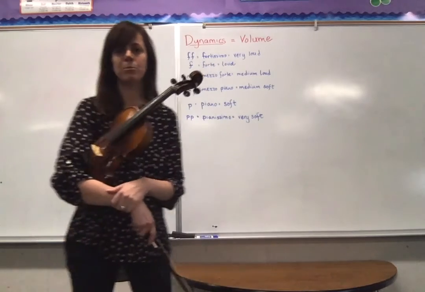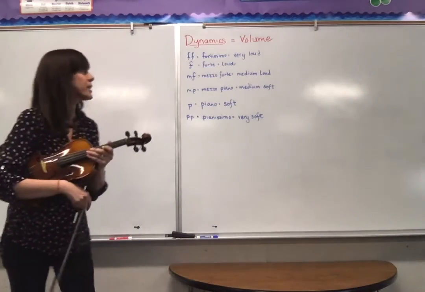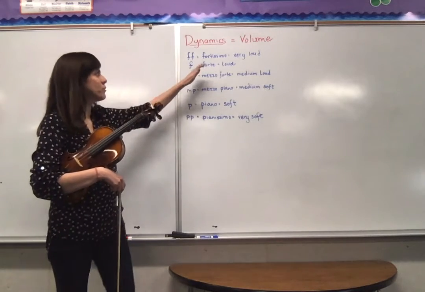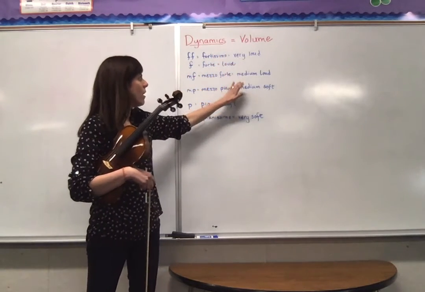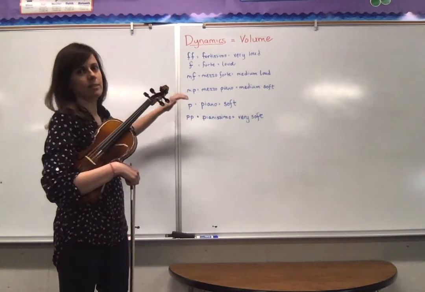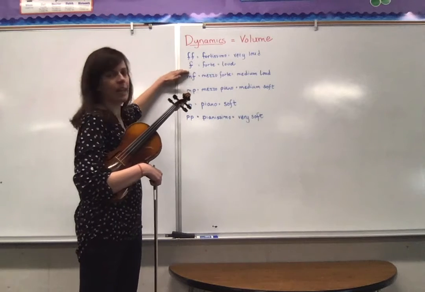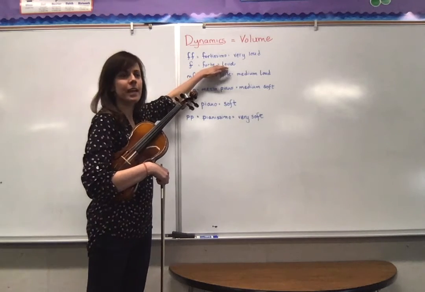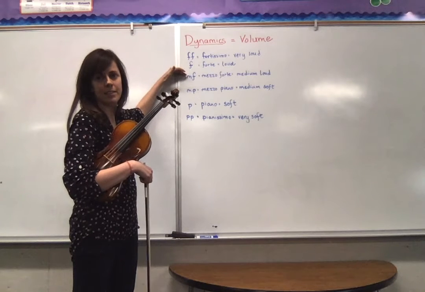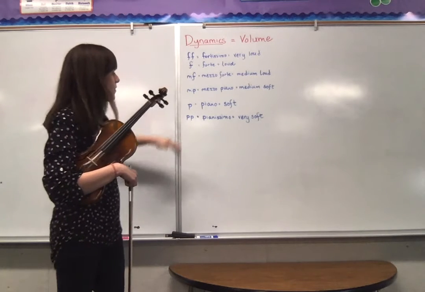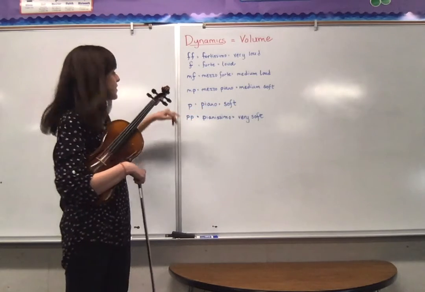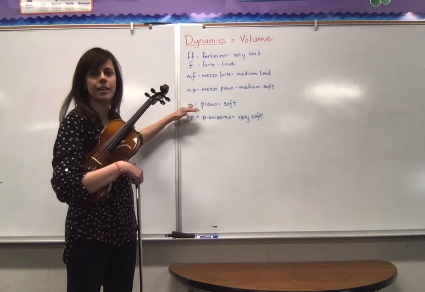And so we have some symbols for the different dynamics that I have written on the board. You'll see there's a whole spectrum of dynamics from very loud all the way down to very soft. Basically we have forte, which means loud, and it's always noted under the music as a lowercase italicized letter F. And then piano, which is soft, that's indicated under your notes as a lowercase italicized letter P.